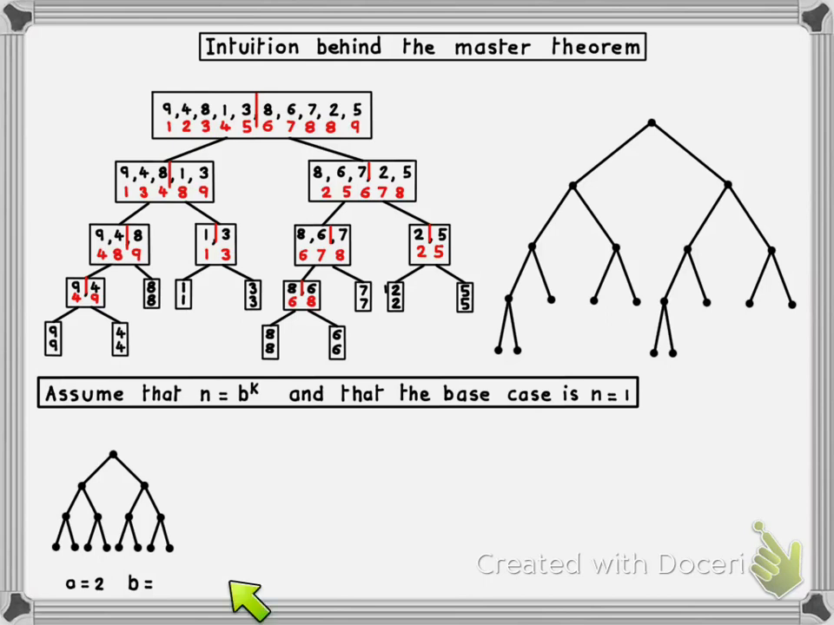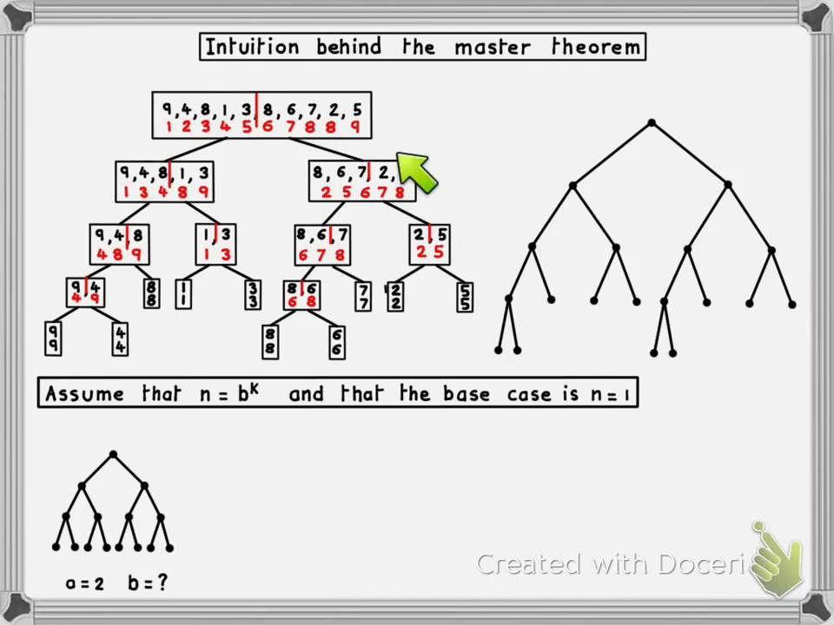However, it's impossible to tell the value of b just by looking at the tree. All we know is that at this level, the input size is equal to n, and that at the next level down, the input size is equal to n over b, and then the input size is equal to n over b squared, all the way down to input size being equal to 1 at the leaf node, according to this assumption. But that's not enough to determine the value of b.